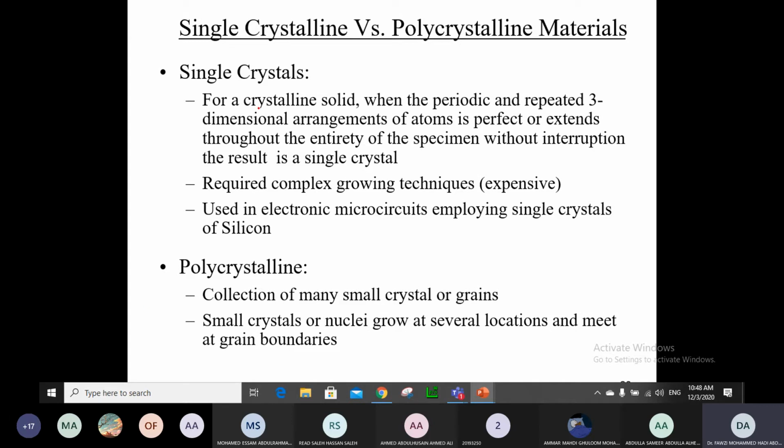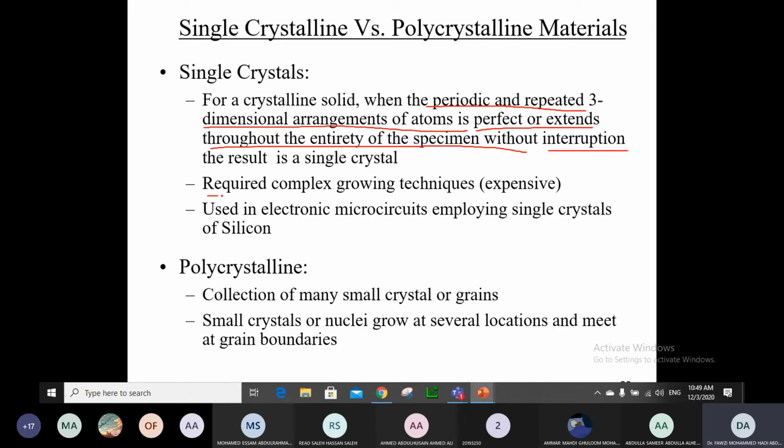Single crystalline materials: for a single crystal, what is the meaning of that? When the periodic and repeated three-dimensional arrangement of atoms is perfect and extends through the entirety of the specimen without interruption. There is no interruption. The atoms are all arranged periodically in 3D without any interruptions. Of course, this is contrary to what we have in polycrystalline materials.